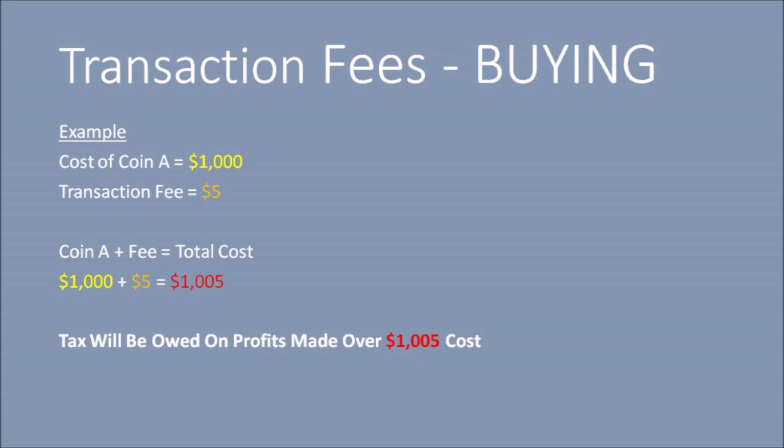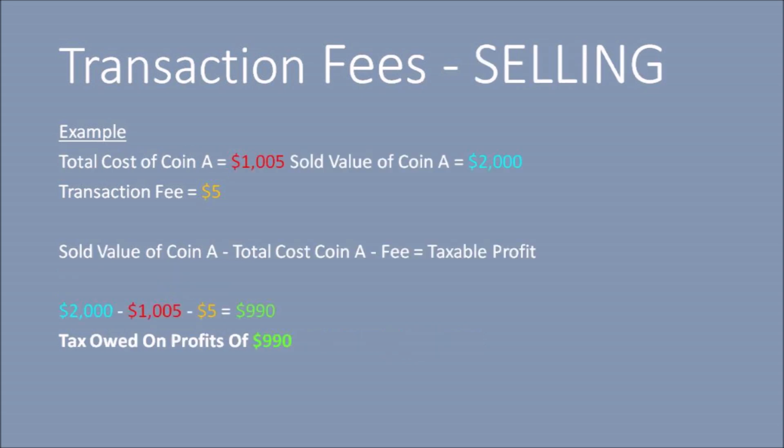Tax will be owed on profits only made over $1,005, not $1,000, because you've got to take into consideration that $5 is part of the overall cost. Let's say we now sell this coin. The total cost of coin A, as we know, was $1,005. Since we purchased coin A, its value has appreciated to $2,000. If we want to sell coin A, we will obviously incur another transaction fee, which is once again $5.